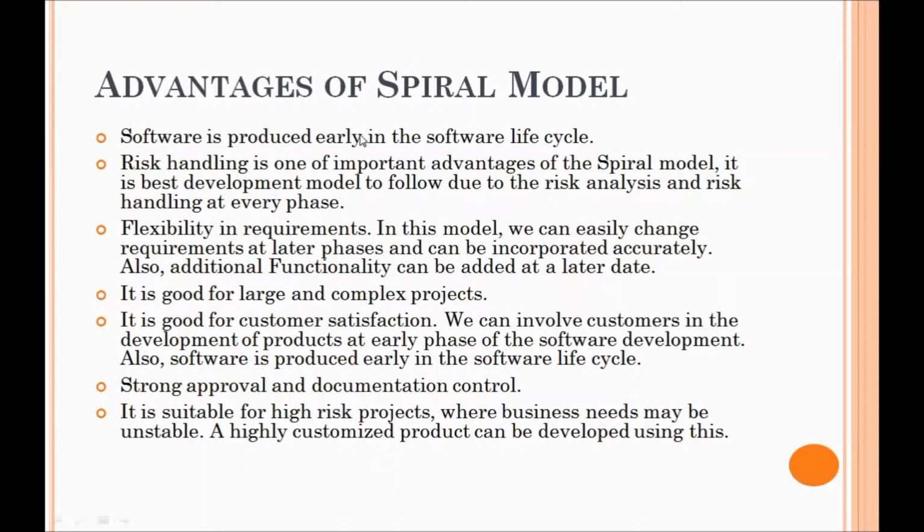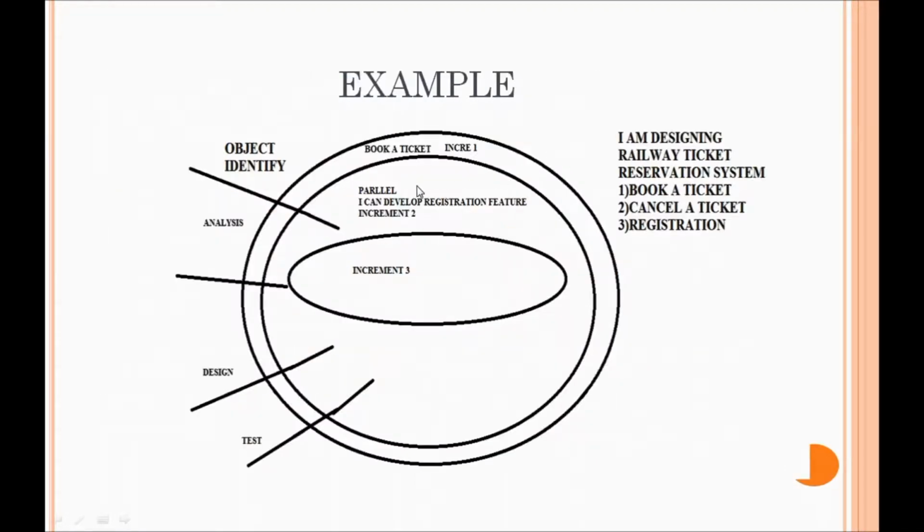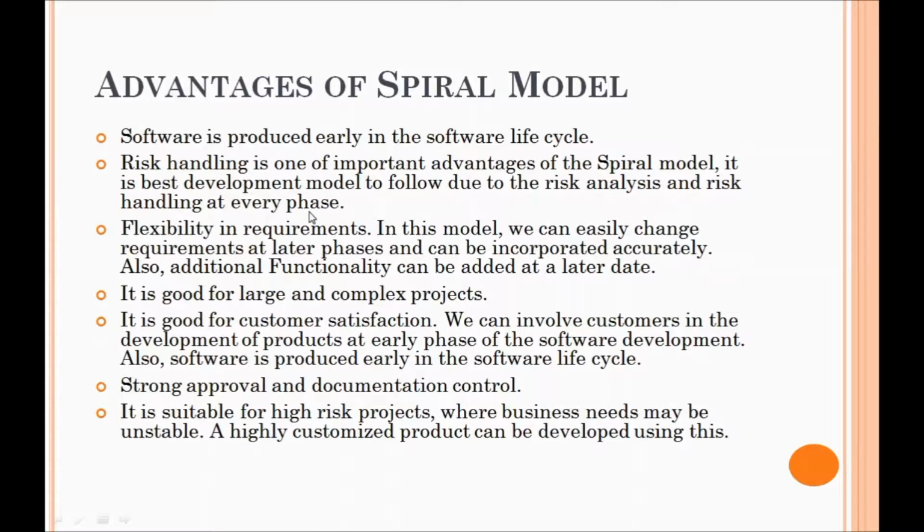Right, next, advantages of the spiral model. I told you software is produced early in the software life cycle. So you should not wait until the entire increments are ready. Increment 1 is ready in the early stages only, then increment 2, then increment 3, like that. So in the early stages you are going to get the software, right?